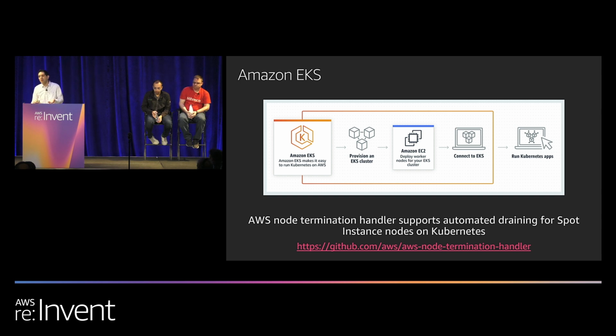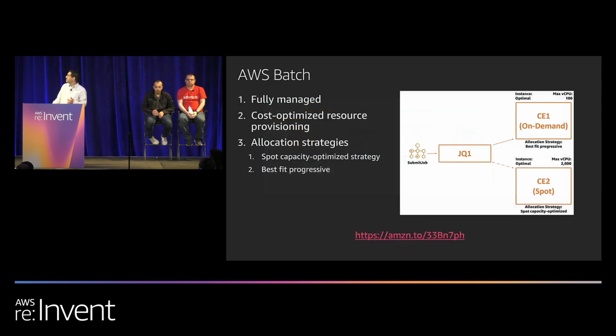For those of you that are running Kubernetes, we published recently an AWS node termination handler that supports automated draining for your Spot instances within your Kubernetes clusters or your EKS clusters. So check it out, right? It's in GitHub, it's public domain. It's been very popular, a lot of downloads so far, but we're trying our best to make Spot super easy to use in your containerized environments.